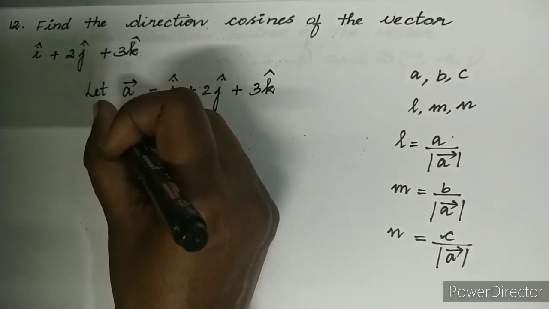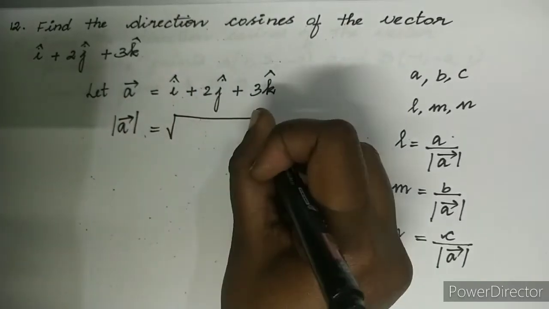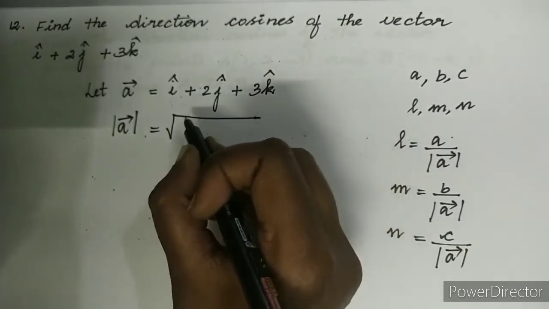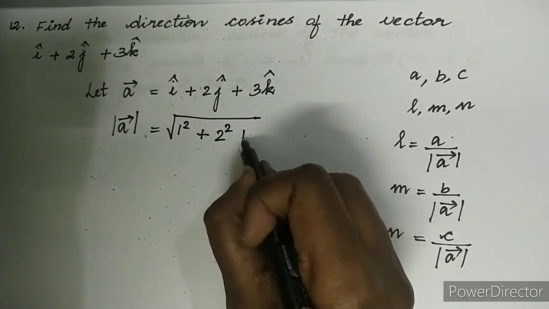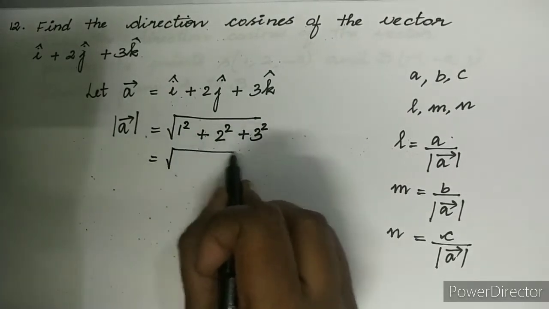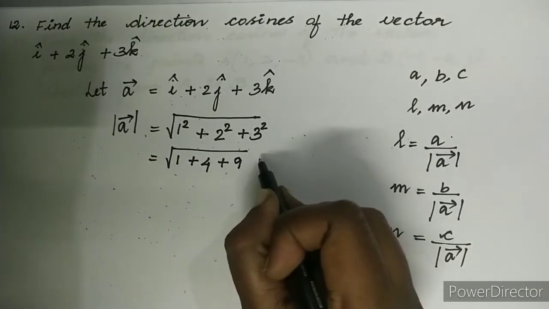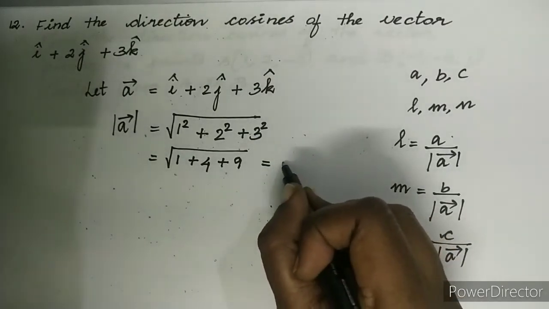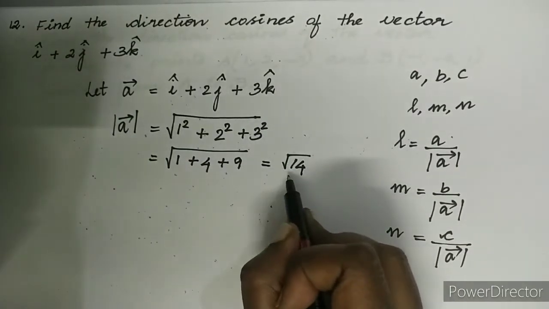So our magnitude of a will be the root of the sum of squares of the scalar components of i cap, j cap and k cap. So 1 square plus 2 square plus 3 square, which is nothing but 1 square is 1, 2 square is 4 and 3 square is 9. So 1 plus 4 plus 9 is 14. So we will write root 14. Our magnitude of a vector is root 14.